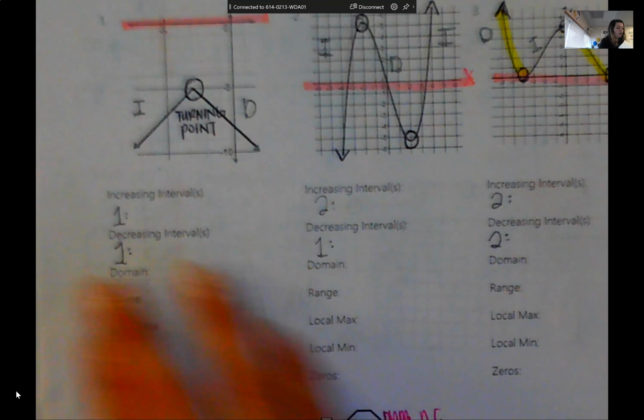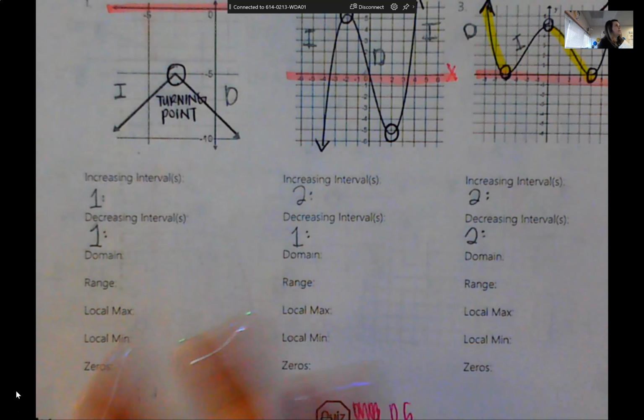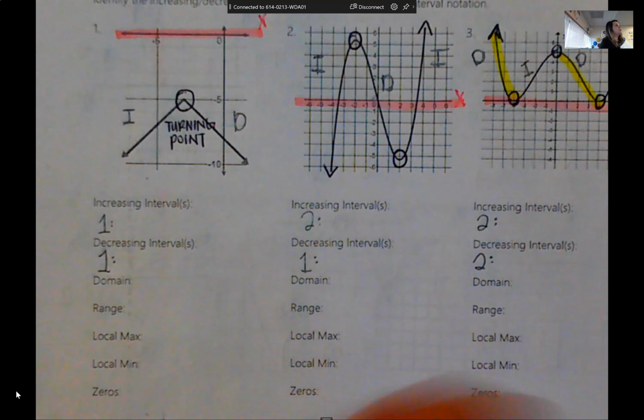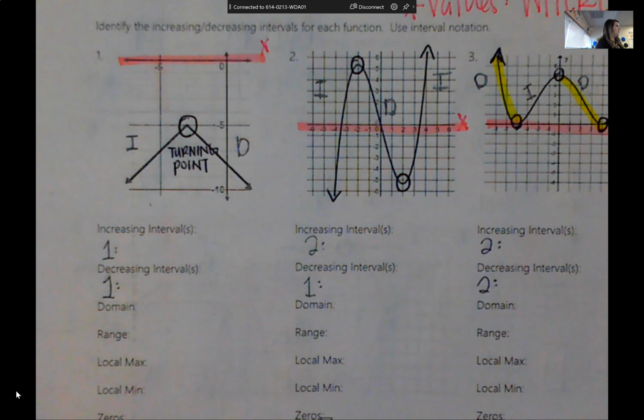No, we're going to leave all this from the increasing and decreasing on. We're going to leave that blank. We can do it. We know how to do domain and range, but I don't want to add too much on. I want to just focus on increasing, decreasing.